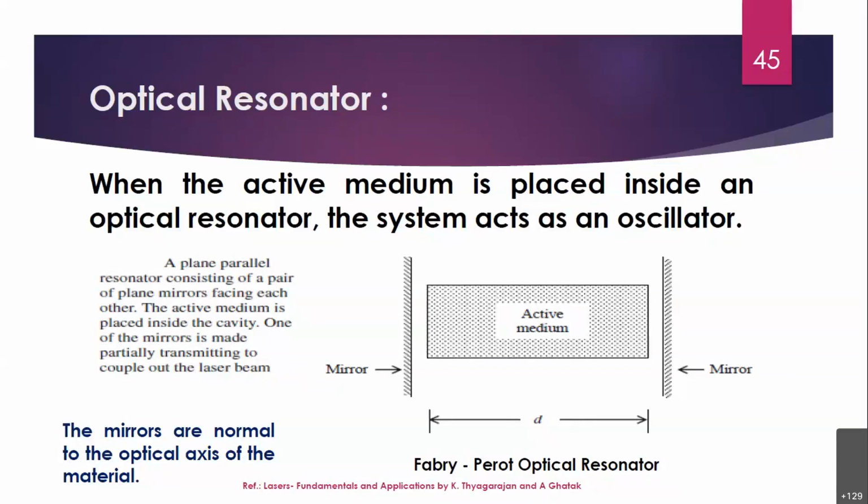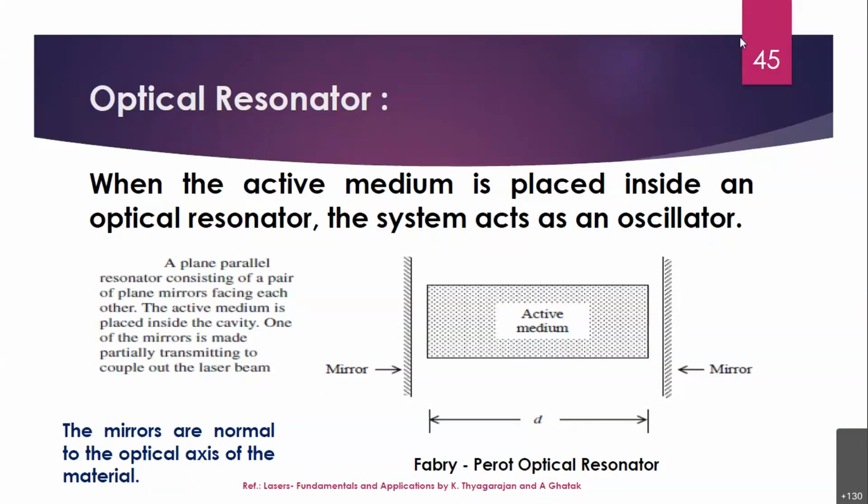The first two components we have discussed in proper depth, and even this optical resonator we have covered in depth. But since this is the most important part of the laser device, it's very simple. The resonator is basically a set of mirrors facing each other, and in between there is a gap. That gap we know as a cavity, and in that cavity we place the active medium.